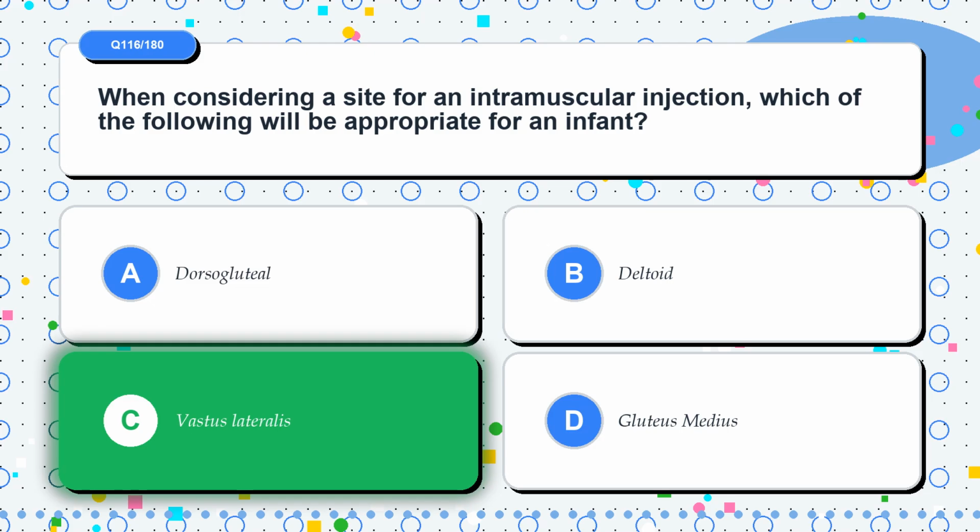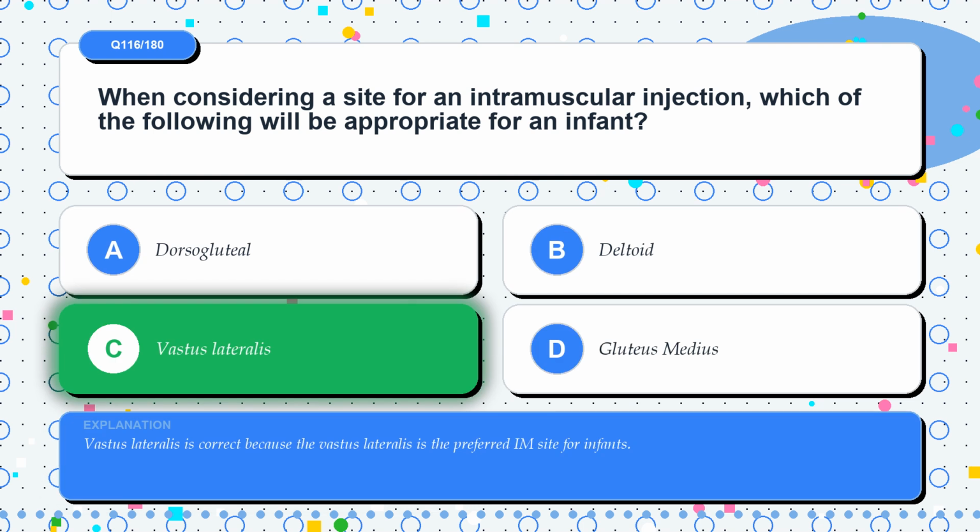The correct answer is option C, vastus lateralis. Vastus lateralis is correct because the vastus lateralis is the preferred IM site for infants.